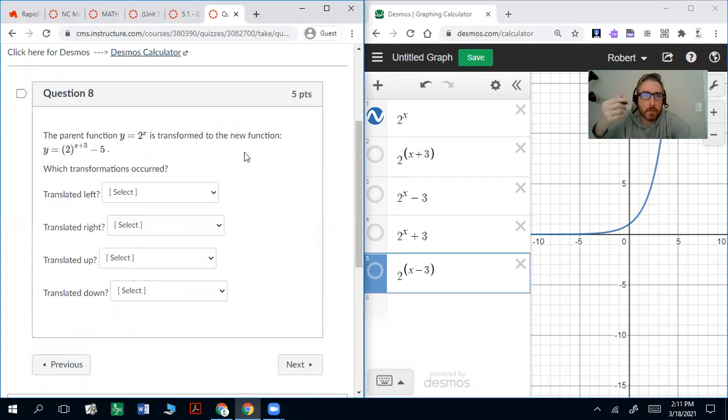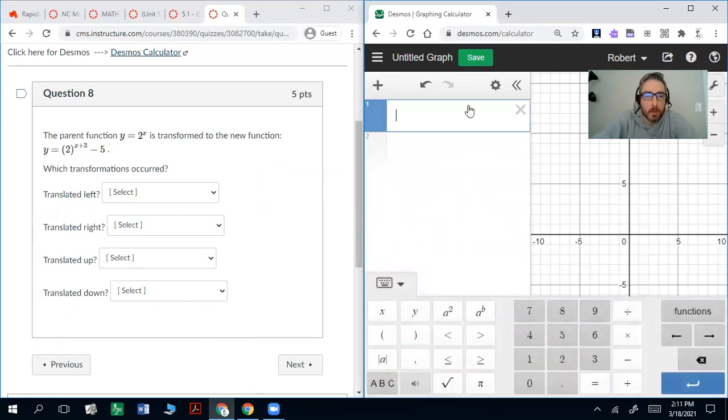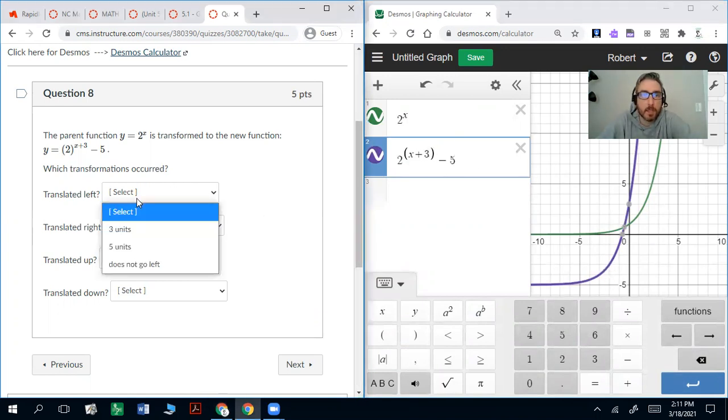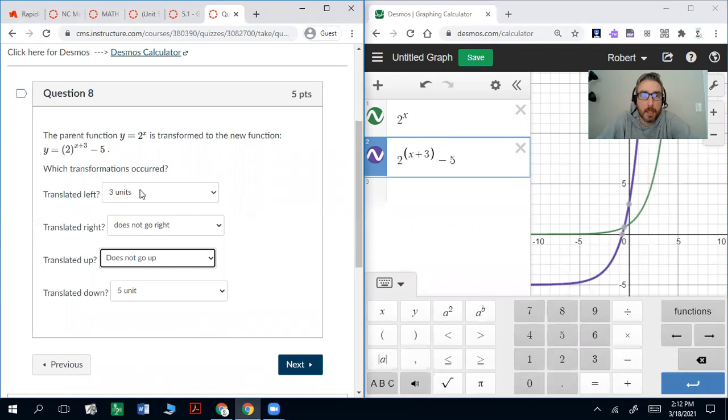Question 8, the parent function y equals 2 to the x is transformed to a new function, 2 to the x plus 3 minus 5. We'll go ahead and graph those one more time. So 2 to the x is your parent function. 2 to the parentheses x plus 3 minus 5. You got to have that exponent in parentheses in the graph. So we can see it went left and down. So it went left 3 units because of that plus 3, and went down 5. That means it's not going right, and it's not going up. So only left 3, down 5.